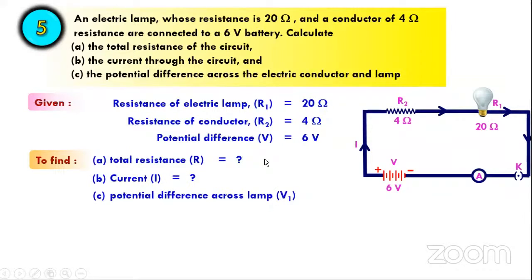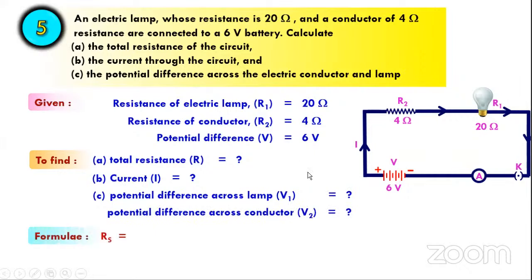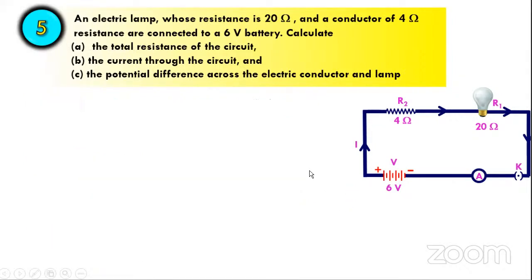Then third bit. The potential difference across the electric conductor and lamp. Potential difference is nothing but voltage. Across it and across it. To find the value of the voltage across the conductor, use the value of current, which is the same, and resistance is 4. And here resistance is 20, current is the same, 0.25. Separately, we have to calculate. R series, you know that. R series is how much? 24, 4 plus 20.